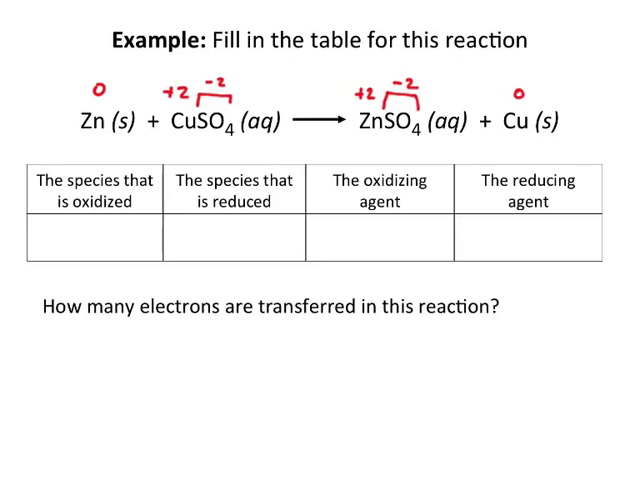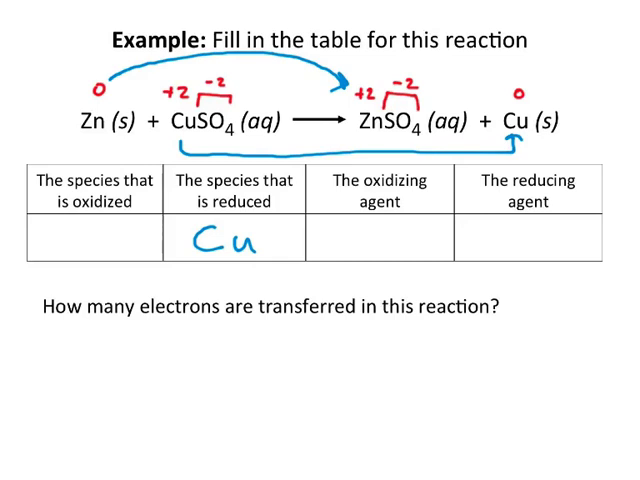So if we track this out, the zinc atoms went from 0 to +2, and so that charge went up. The copper atoms went from +2 to 0, so that went down. So the way I do it is I say the copper was reduced because its charge went down, so that's the species that was reduced. The zinc is the other one, so that's the species that was oxidized.